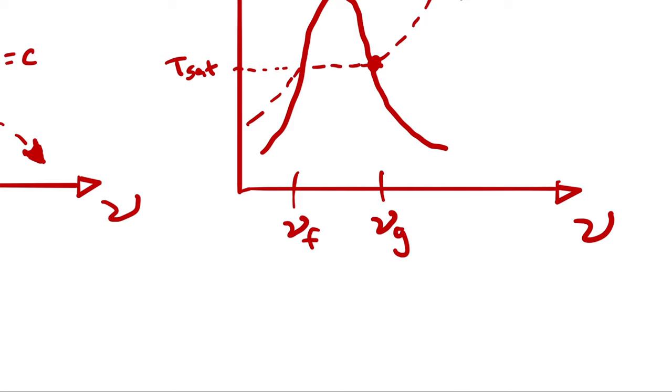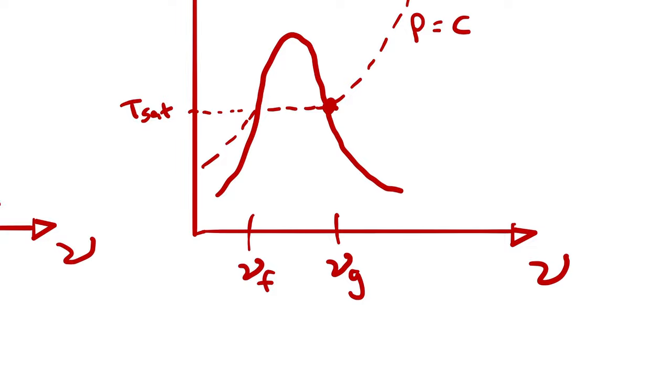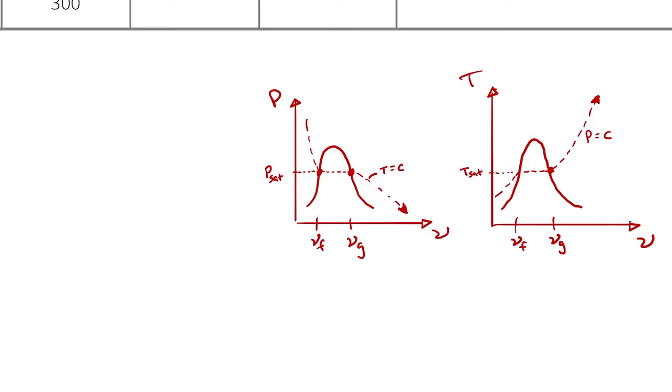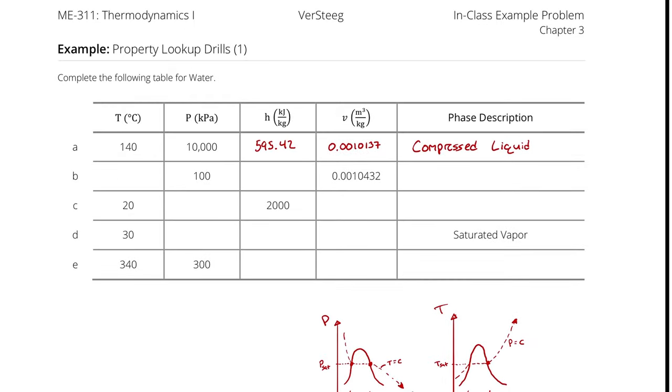Same is true on our plot of pressure with respect to specific volume. VF corresponds to this intersect, VG corresponds to this intersect. This abbreviation appears the same on the TV diagram as well. We have VF corresponding to the property here. We have VG corresponding to the property here. And we position our specific volume relative to VF and VG and deduce a phase from that comparison.